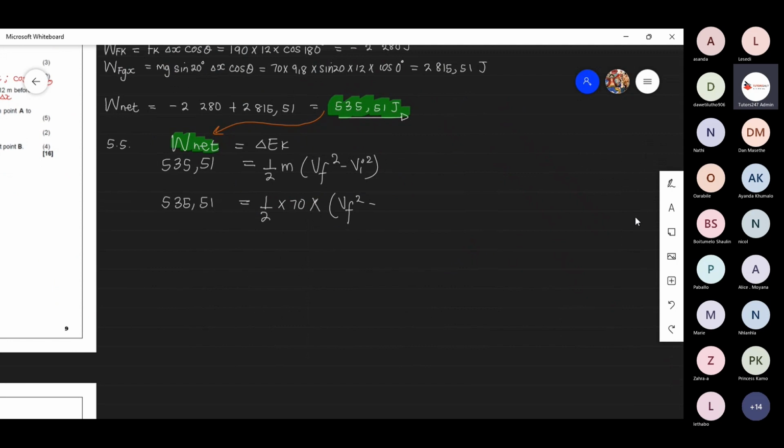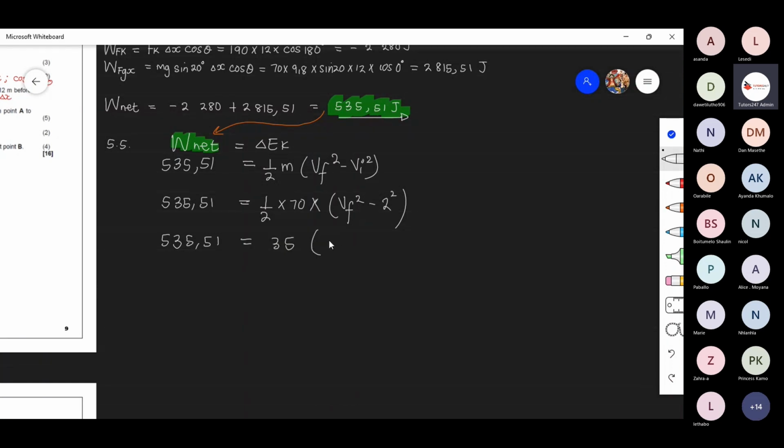So all we need to do now is substitute 2 meters per second. And don't forget to put the squared. If you only put 2 and forget the squared, you're going to end up with a wrong answer, because keep in mind the velocities are squared in this formula, okay? Now, from here we can multiply a half times 70, which gives us 35, times Vf squared minus 4, because 2 squared is 4.